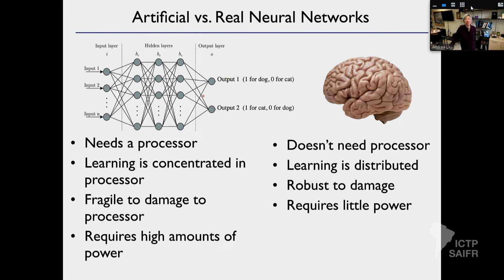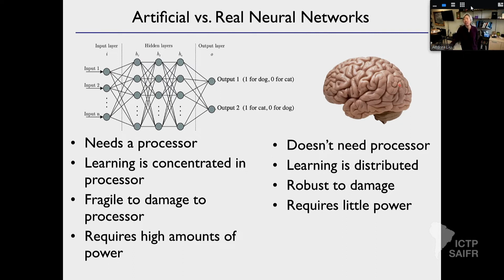In the artificial neural network, the learning is concentrated in the processor, whereas in the brain, the learning is distributed among all the neurons. And all the neurons learn according to local rules. So the advantage of being distributed is that it's incredibly robust to damage.